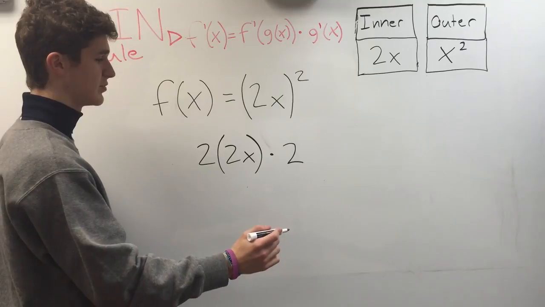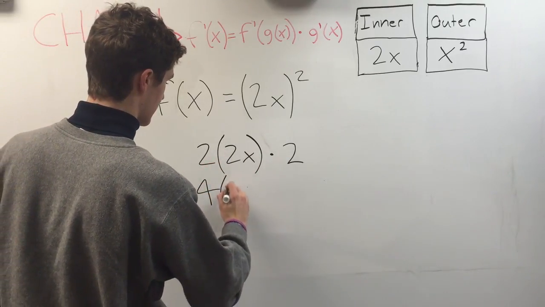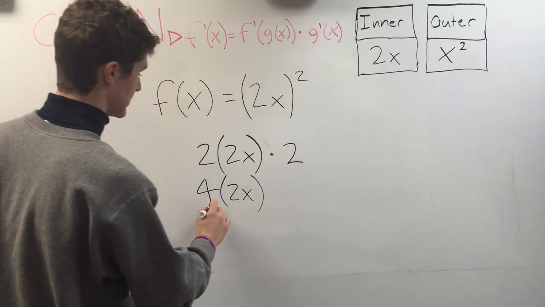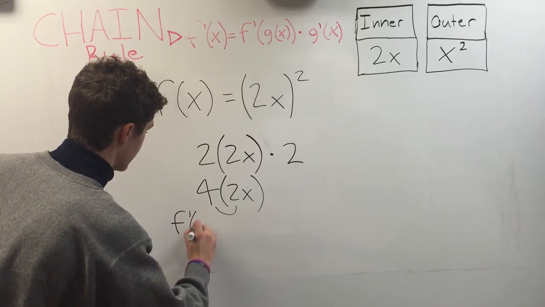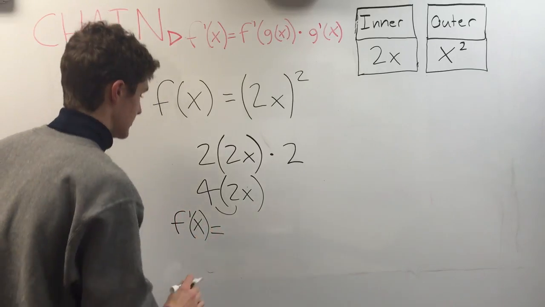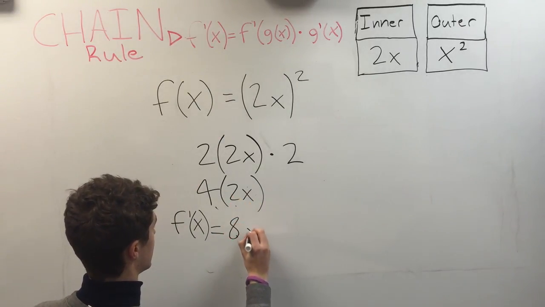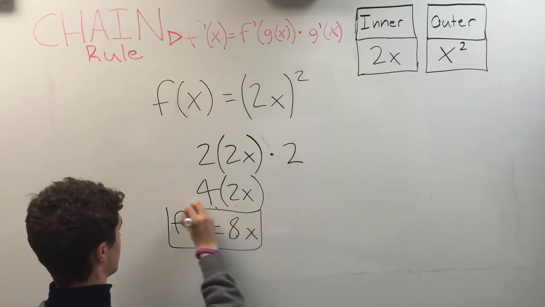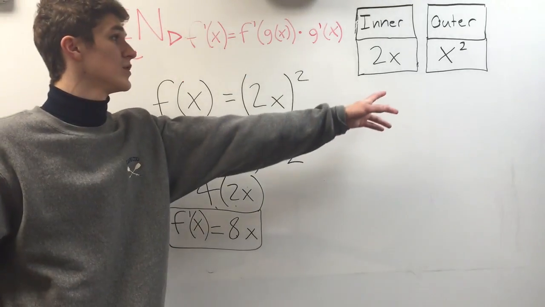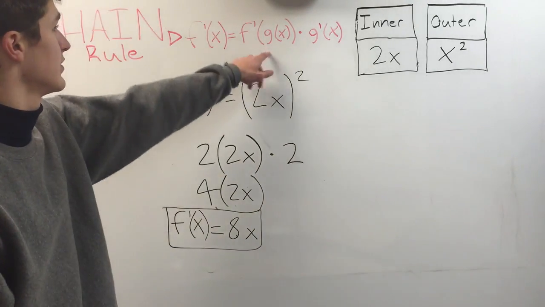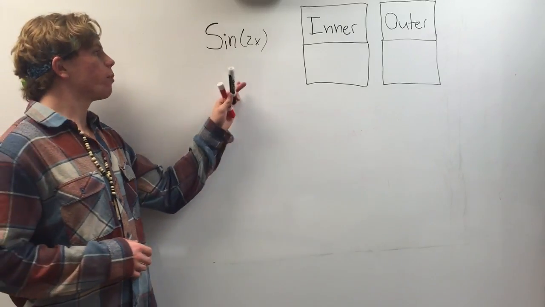We can simplify by multiplying numbers. So 2 times 2 is going to be 4, 2x. And then simplify once more. So your answer is going to be f prime of x is equal to 8x. And it's as simple as that. Just plug what you know, the inner and outer function, into the chain rule and multiply. Moving on to another problem.